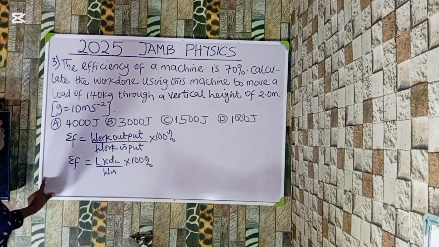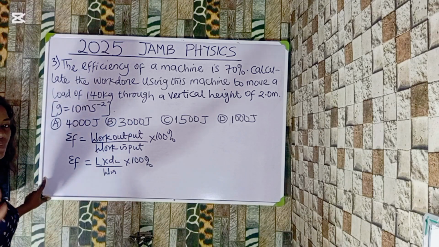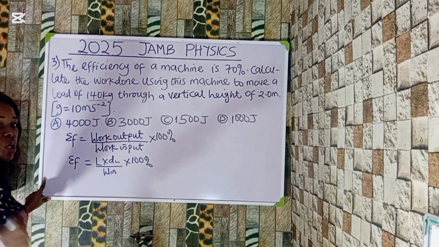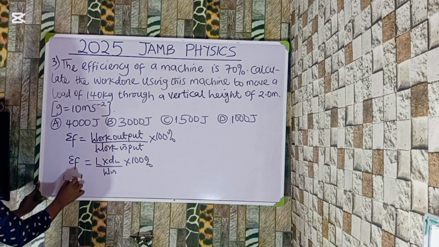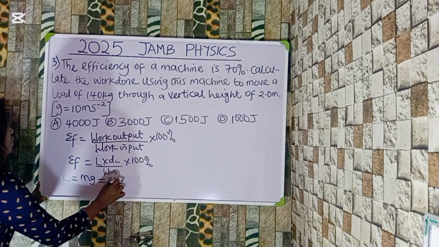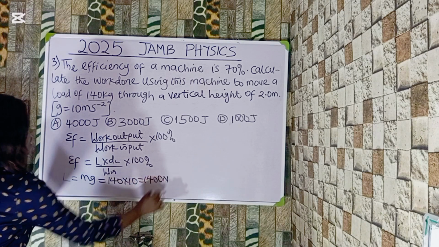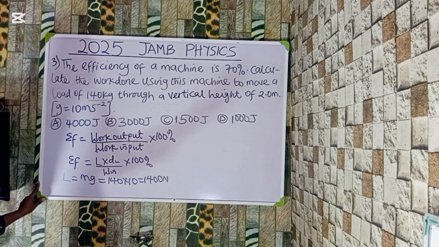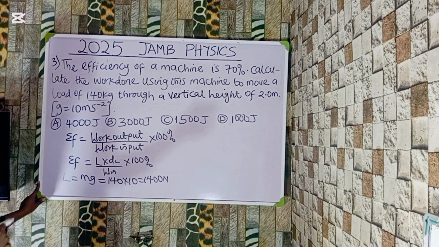Okay, now from this question we are given the load of 140 kilograms. Now this 140 kilograms is the mass of the load, not the load itself, because the load is a force and effort is a force. So let's get the load by saying that our load is equal to mg, right? Then we have 140 multiplied by 10, which is going to give me 1400 Newtons. Is that clear? So that is just our load. We are going to input it in and solve. Then the distance moved by the load is given as 2.0 meters. Okay, so let's solve.